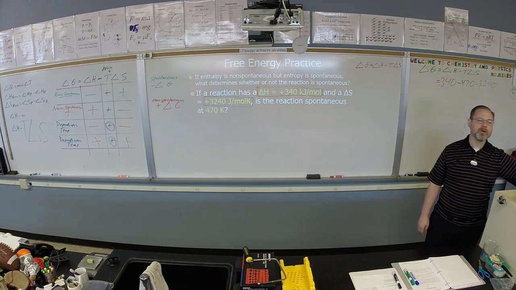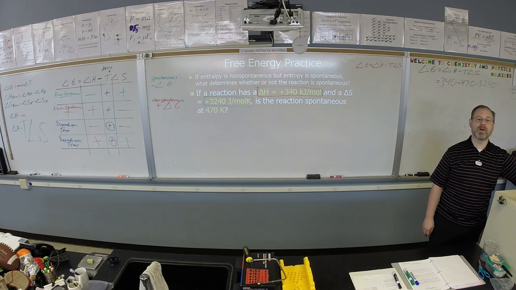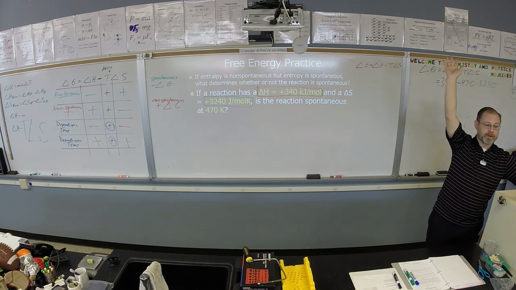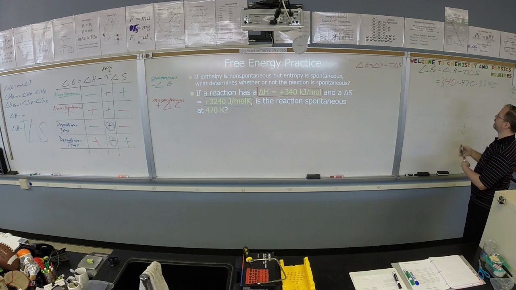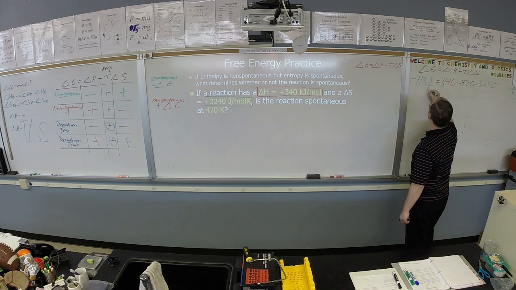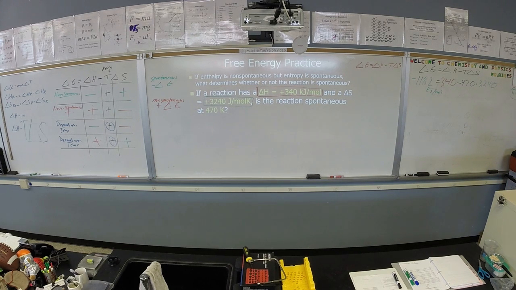Okay, ladies and gentlemen, if you got a spontaneous negative delta G, put your hand up. Good. If you got a number that is more negative than negative 300, keep your hand up. More negative than negative 600? More negative than negative 900? More negative than negative 1200? Good. What'd you get? 1182 kilojoules per mole. So the reaction is spontaneous at 470 Kelvin.